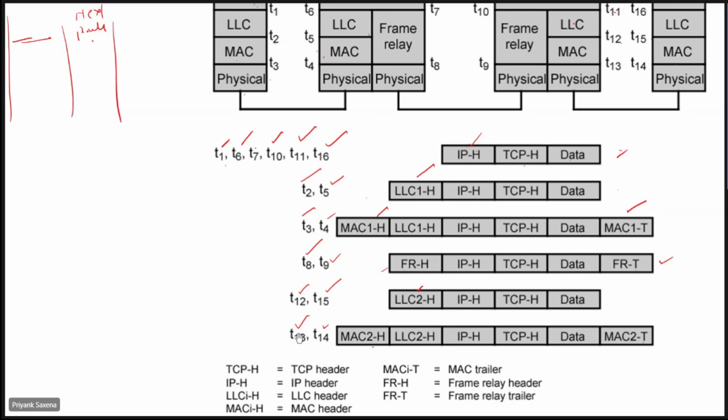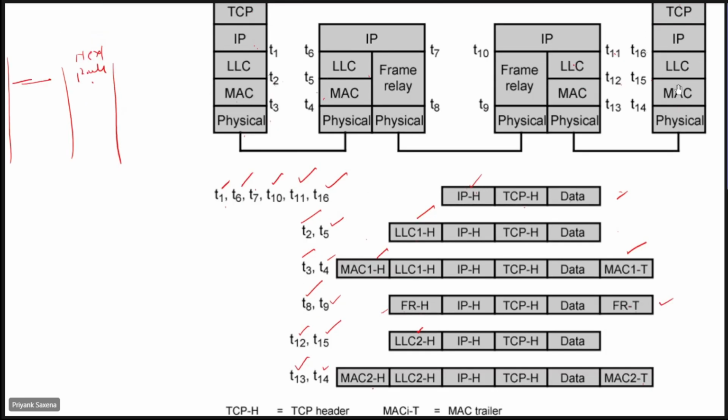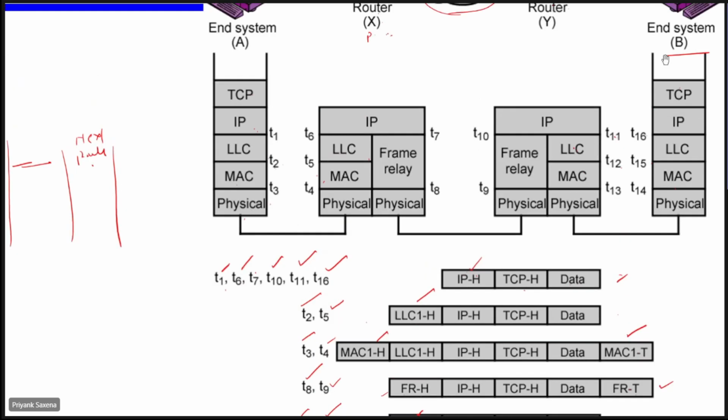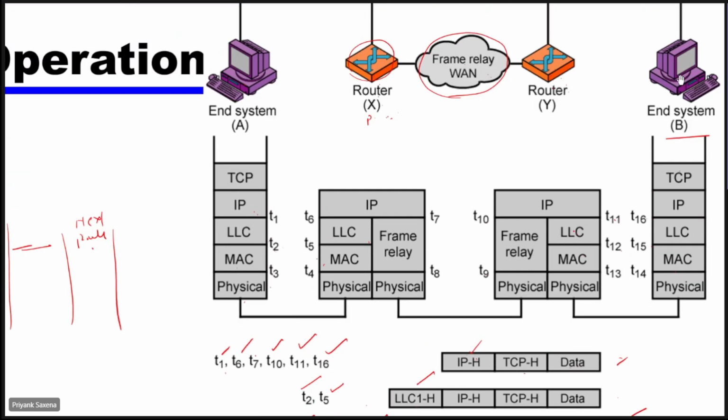T12, T13. Similarly, once it reaches over here at time T4, the MAC header is removed, LLC header is removed, then IP header is removed, so that it is delivered to the TCP, the process which is running on this end user. The Microsoft Teams is running on this user, so it is given to that end user application, right? Followed?